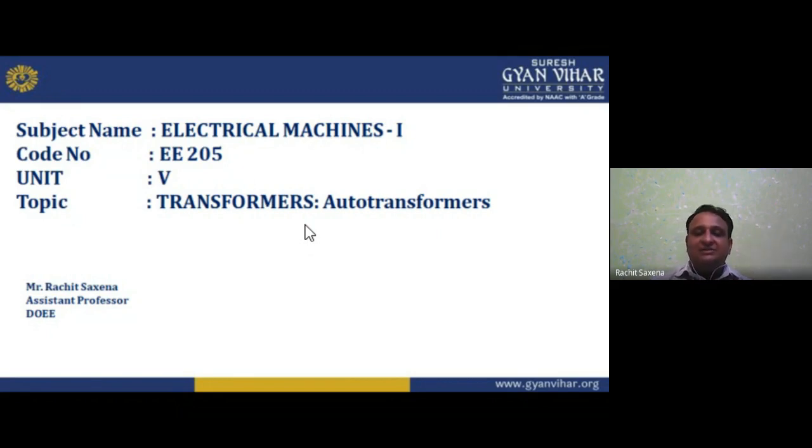Primary is connected in star, secondary is also connected in star, so we say star-star. Primary is connected in star and secondary is connected in delta, so we say star-delta. Primary is connected in delta and secondary is connected in star, then we say delta-star. And primary is connected in delta, secondary is also connected in delta, so we have the delta-delta connection.